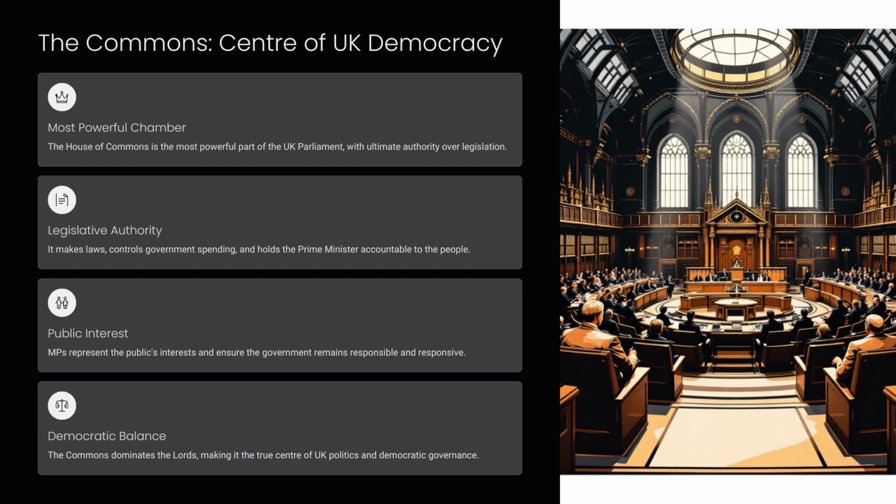The House of Commons is the most powerful part of the UK Parliament, with ultimate authority over legislation. Legislative authority. It makes laws, controls government spending, and holds the Prime Minister accountable to the people. Public interest. MPs represent the public's interests and ensure the government remains responsible and responsive. Democratic balance. The Commons dominates the Lords, making it the true center of UK politics and democratic governance.